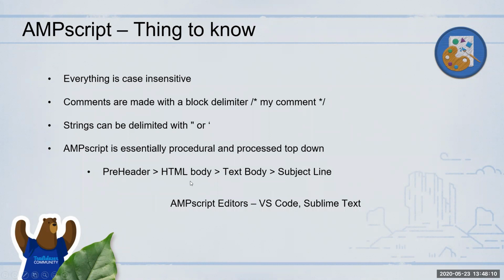So if you have any AMP script that you have defined at the beginning of the HTML body, before the HTML body loads, it can be accessed in the pre-header. But if you go and define it in the text body or something like that, you cannot use it in your HTML or in the pre-header. So you have to always ensure you understand this sequence.